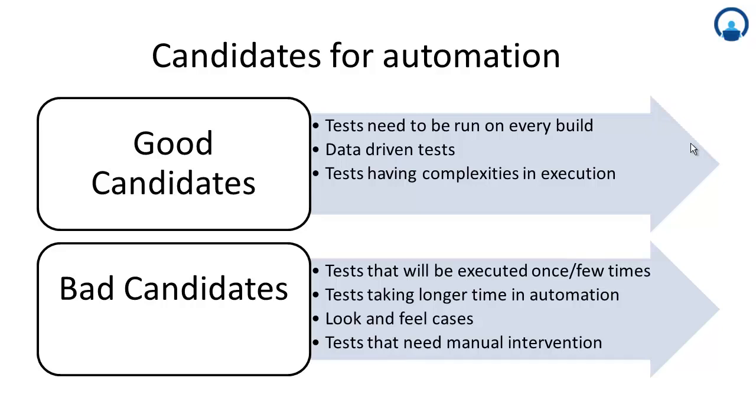For this, we need to know what are actually the good candidates and the bad candidates for automation. So the good candidates, these are pretty obvious. For example, the tests which need to be run on every build. Now suppose, as I said earlier, there are multiple builds coming up, so the same functionality has to be run again and again, which is a part of regression testing. And if you need to run the same test case again and again, it's a good candidate for automation testing.